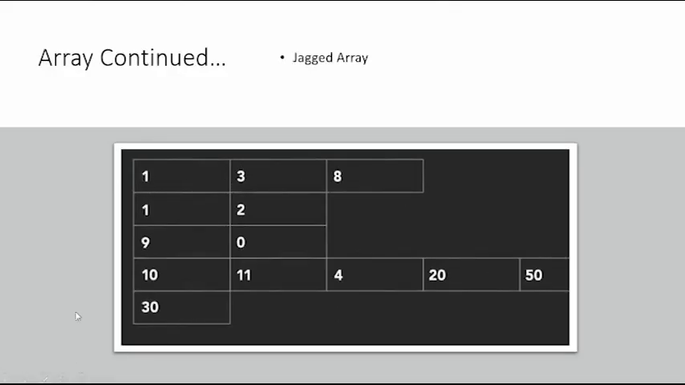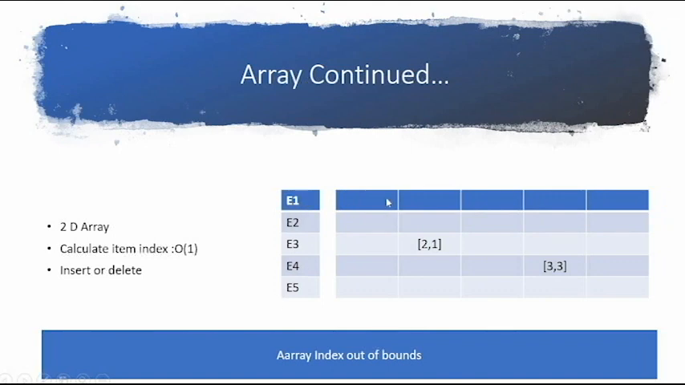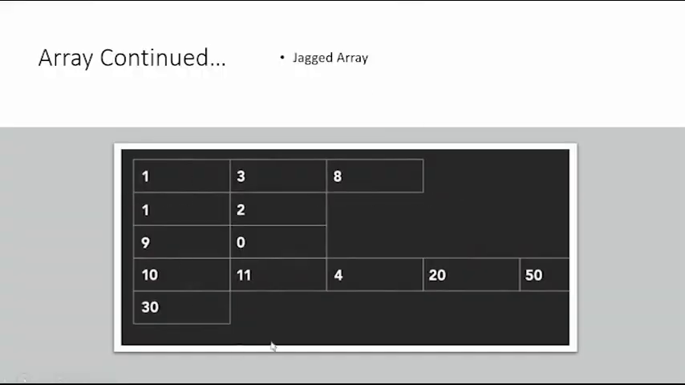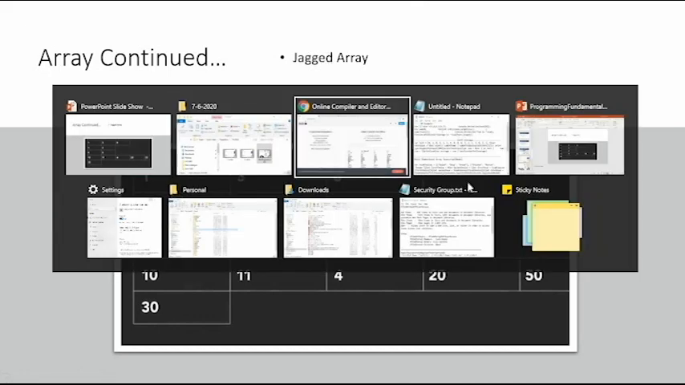In this array, you see 3 elements are there. In the next element 2 are there, in the next 2 are there, and in the next 4 are there. Here each position has the same number of elements, but here the number of elements is different. So this is the example of a jagged array. Let's go and see in the lab how we can do it.